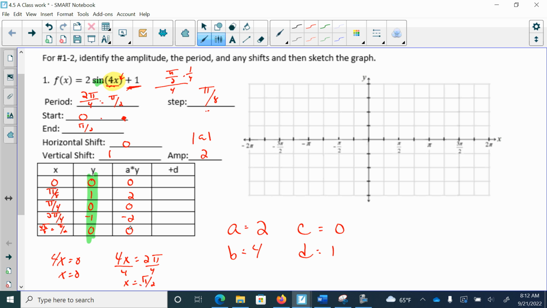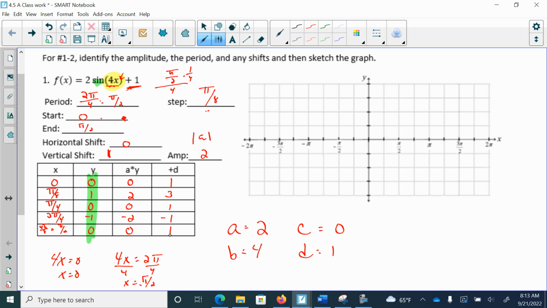And the last thing I'm going to do is add my vertical shift, so I'm going to add this d. So 0 plus 1 is 1, 2 plus 1 is 3, 0 plus 1 is 1, -2 plus 1 would be a -1, and then 0 plus 1 is 1.